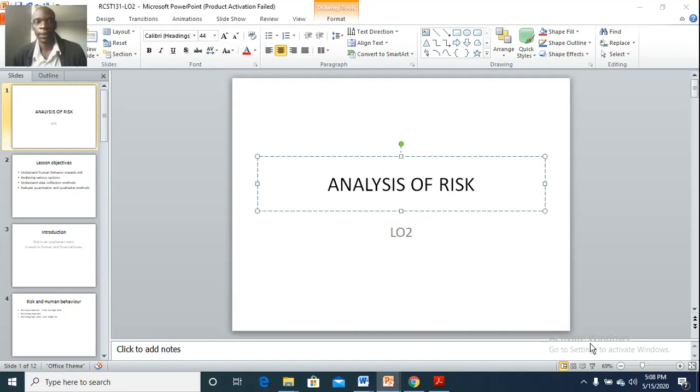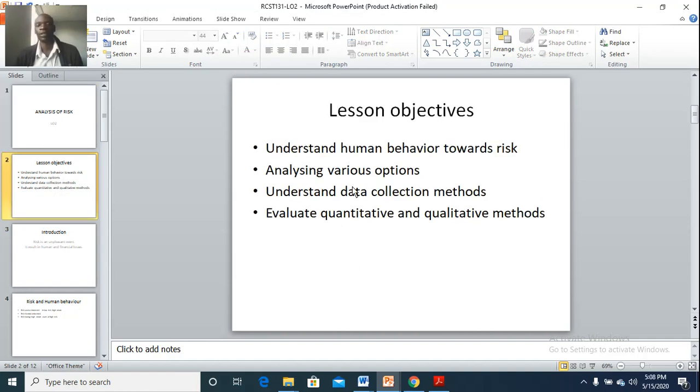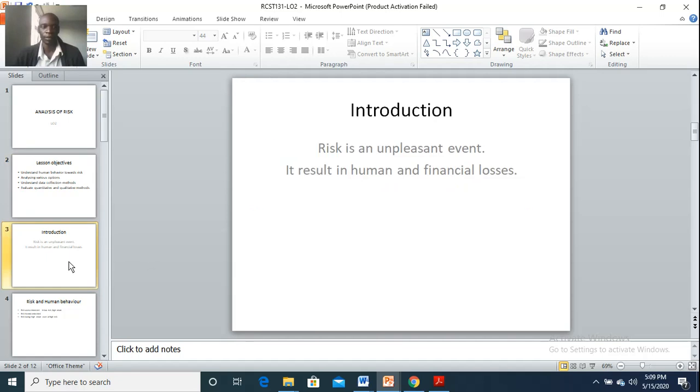So this time we are looking at the analysis of risk, or risk analysis. It's LO2. You have to know again the learning objectives. We need to understand the human behavior towards risk, under this analysis of various options, the data collection methods, and evaluation of the methods, that is the advantages and disadvantages. So now, let's move on.